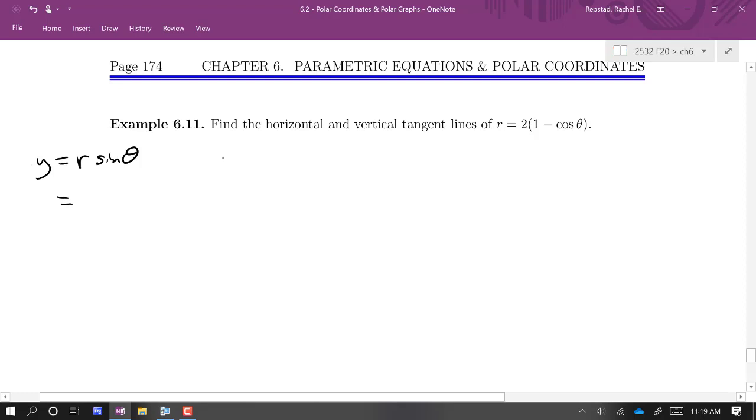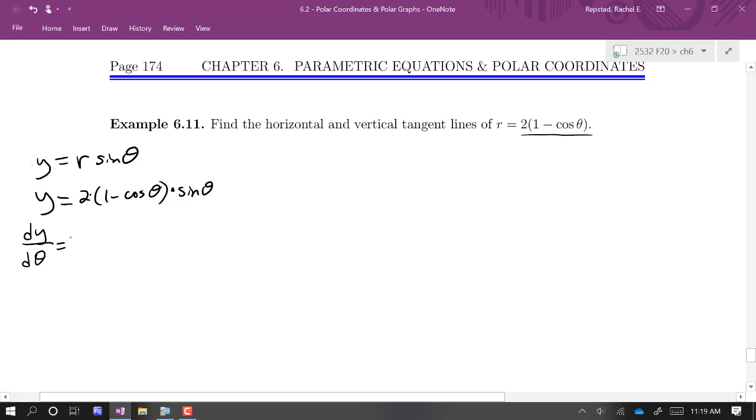So r this time is 2 times 1 minus cosine theta, and times sine theta. And we just have to use the product rule here. I don't know that there's necessarily a really slick identity that will make it a lot easier to find the derivative, although I suppose you could multiply it out and maybe use a double angle formula, but I'm going to just go ahead and use the product rule here.